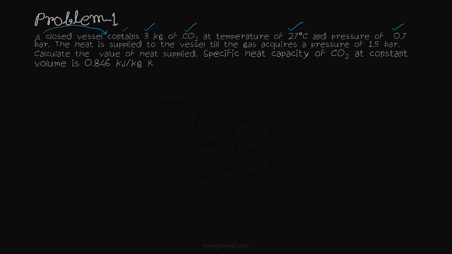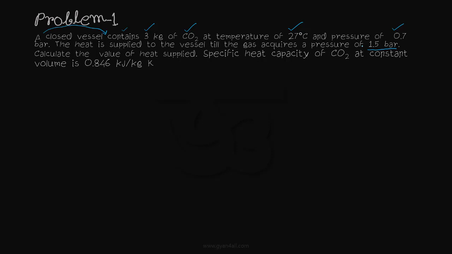It is supplied until the gas pressure increases to 1.5 bar. So because of the heat addition, the pressure increases. We are to calculate the value of the heat supplied. And in a constant volume process, volume cannot change, but due to the heat addition, not only the pressure will increase, also the temperature will increase.